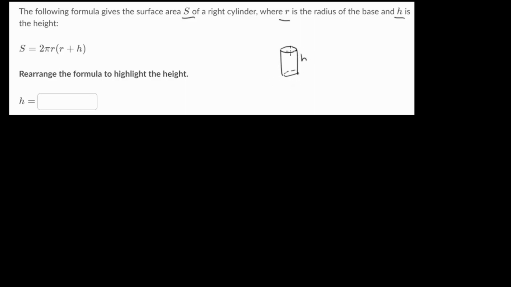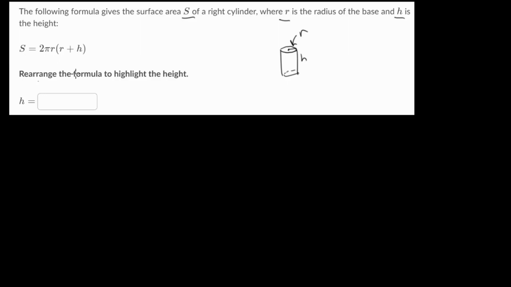We know the height is h, the radius of the top or the bottom face, we can call that r. And let me rewrite that. So the radius of this is r, and s is the surface area. So if we measure how much space the outside of the cylinder actually takes up, then that will give us our surface area. And the formula for that is right here. S is 2 pi r multiplied by r plus h.